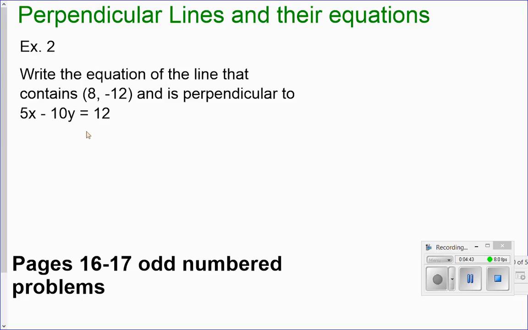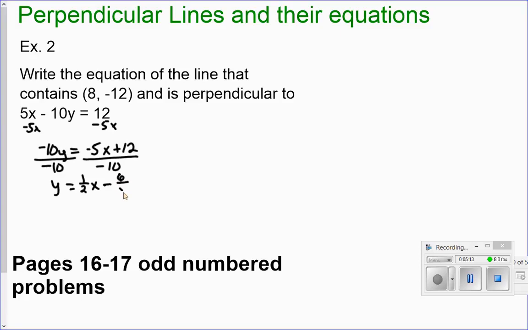So we're going to solve this equation for y, which means we're going to subtract 5x from each side, which leaves us with -10y equals -5x plus 12. And then we're going to divide both sides by -10, which gives us y equals negative 5 over negative 10 is positive 1/2 x, and positive 12 divided by negative 10 gives us minus, and then 12/10 simplifies to 6/5. So minus 6/5 is our y-intercept. What I really care about is the slope is positive 1/2.